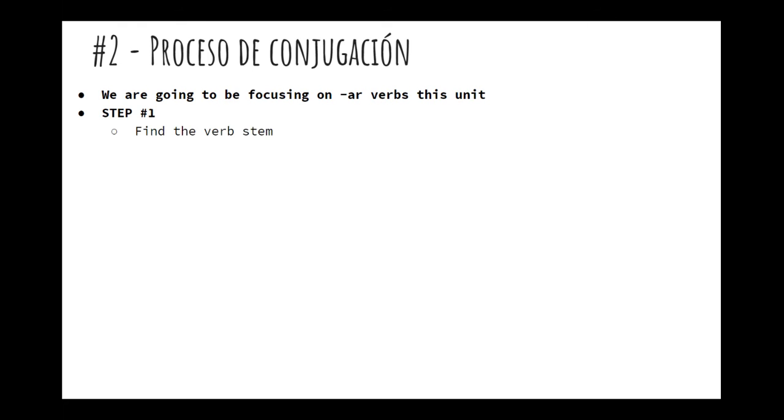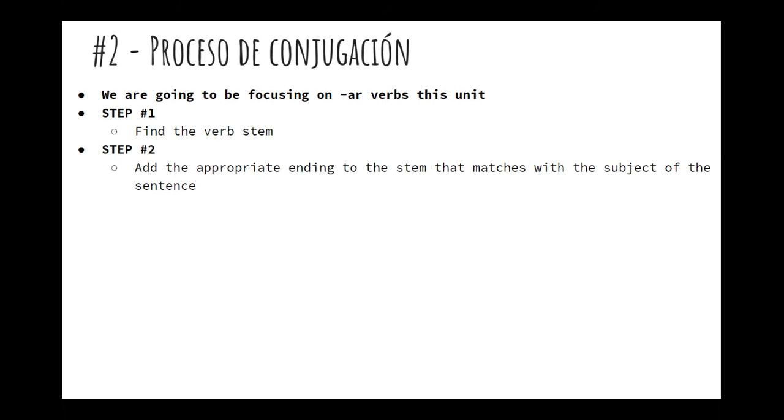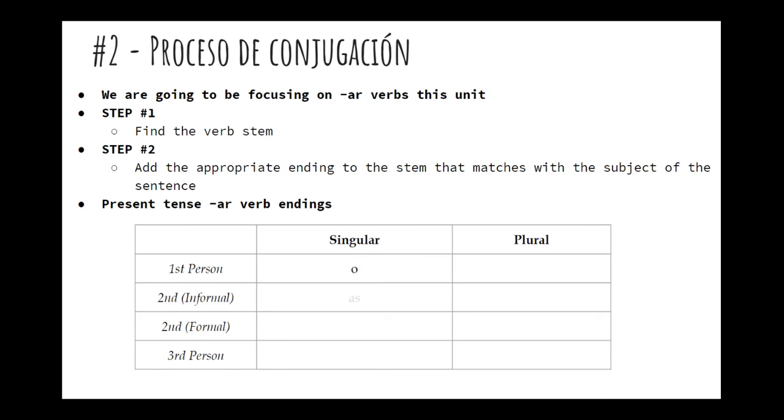So what is the process of conjugating? We are going to focus on AR verbs this unit. So not ER or IR, you'll see in our vocab we are just learning AR verbs. Step 1, you're going to find the verb stem. You're going to chop off the AR. Step 2, add the appropriate ending to the stem that matches the subject of the sentence. So here are our present tense AR verb endings: o, as, a, amos, áis, an.